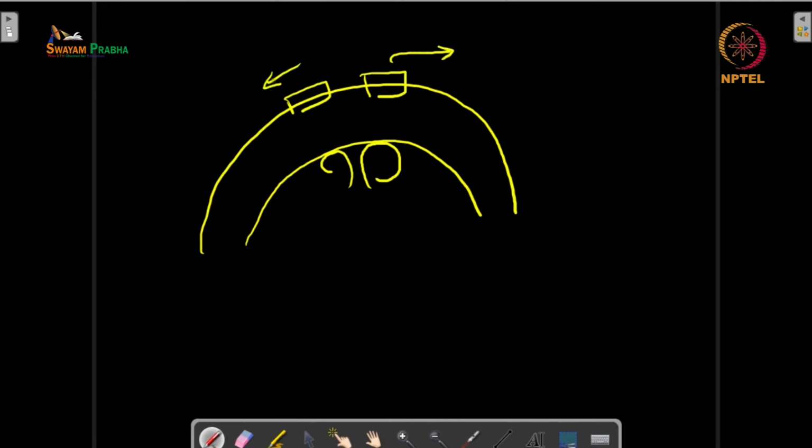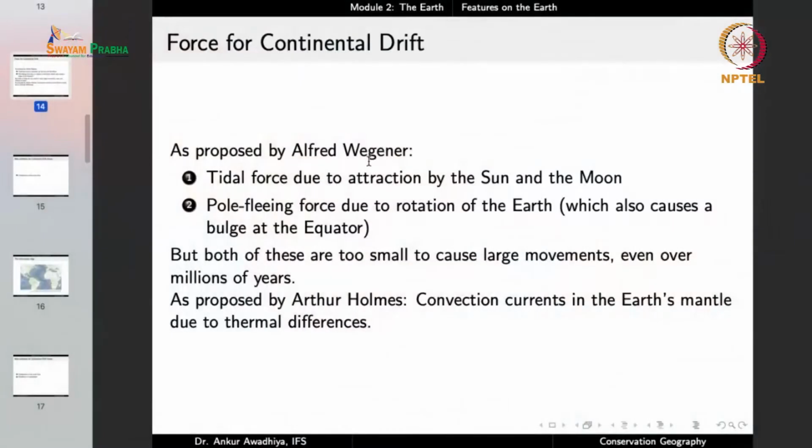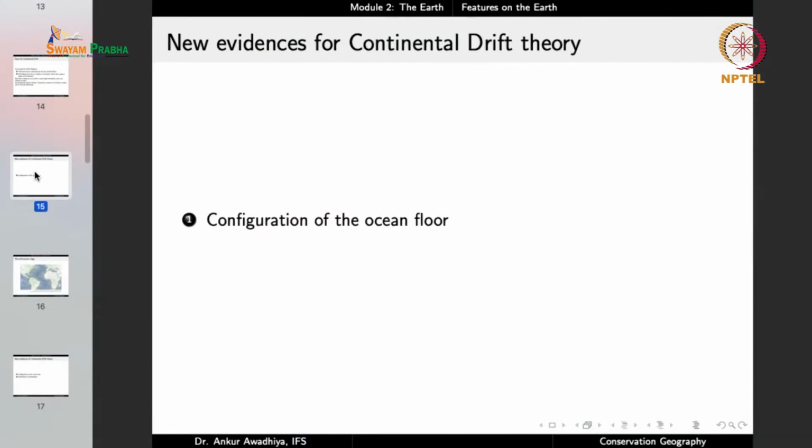So this was one proposal, but it was very difficult to prove. And in any case, for the continents as a land mass to move over another land mass in the form of seafloors is right next to impossible, because that would require a tremendous amount of force, tremendous amount of energy. So this was one proposal, but again, this had to wait.